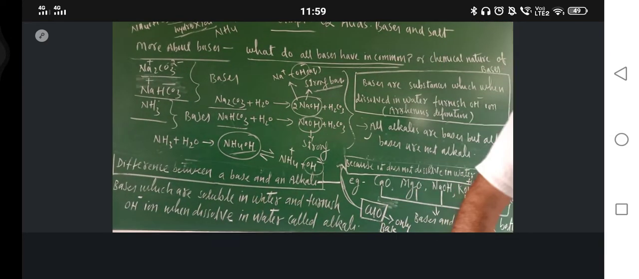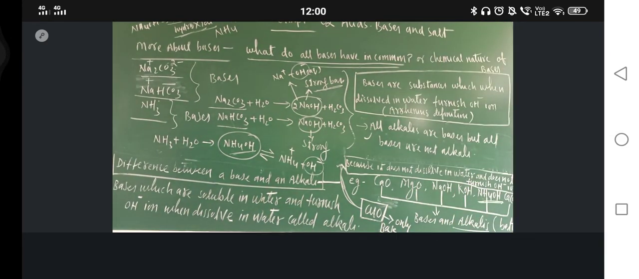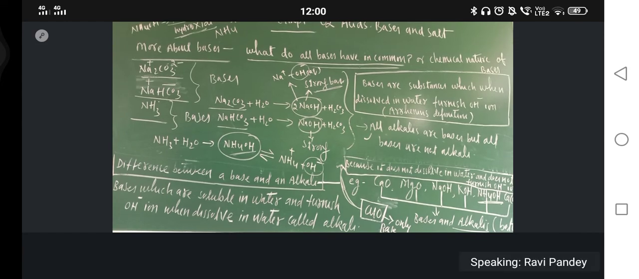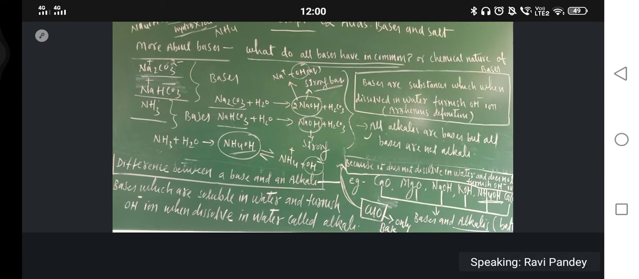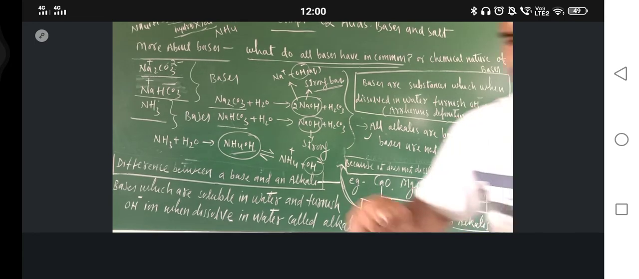Even though Na2CO3 and NaHCO3 are salts, their aqueous solution forms sodium hydroxide, which furnishes OH negative ion. That is why it is a base. Ammonia also dissolves in water and forms NH4OH, which furnishes OH negative ion. So that is why it is also a base. So the discussion of bases is over.